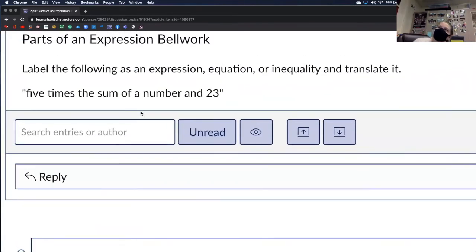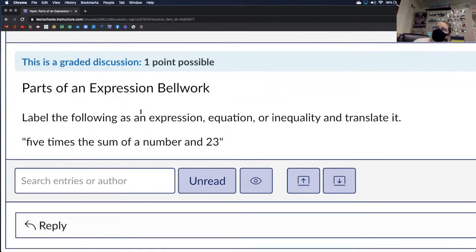Label the following as an expression, equation, or inequality, and then I asked you to translate it. So when I read that, it says 5 times the sum of a number and 23.